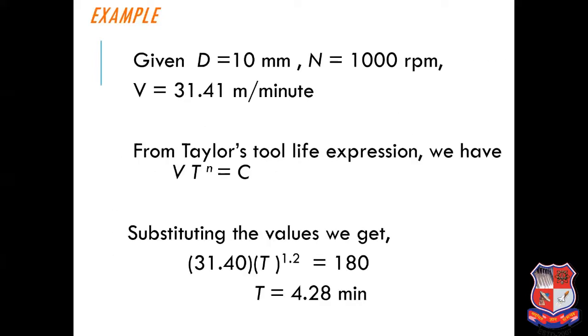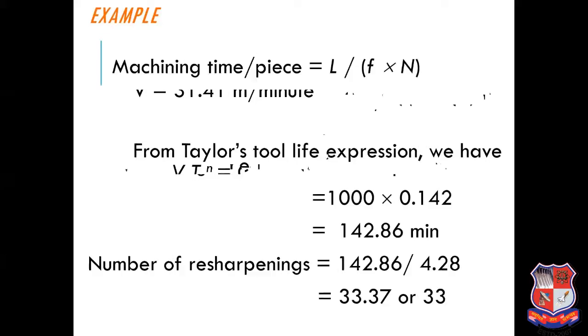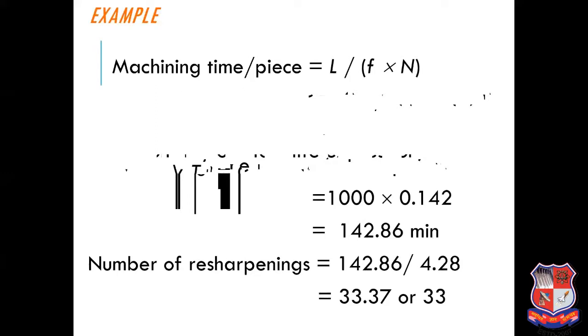So the given data, we have already discussed, D is given 10 mm and we can use 1000 RPM. V is given 31.41 meter per minute. First of all, we will find out the tool life. So tool life can be found out by using this formula. V is given, and the exponent is given, C is given. So the tool life we will get is 4.28 minutes. So during the operation, as and when 4.28 minutes is reached, we have to go for the resharpening of the cutting edges. But what is the machining time required per piece?